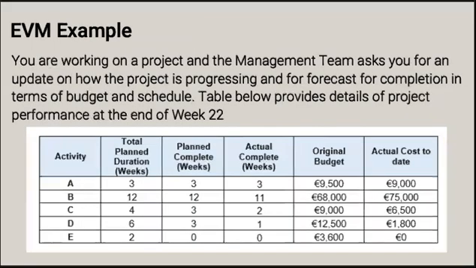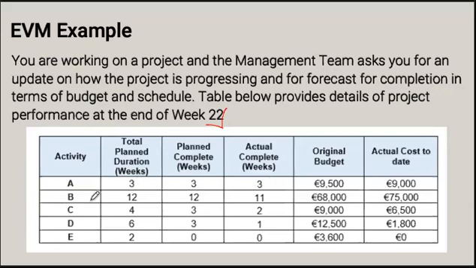In this example, we are working on the project management team. We're asked for an update on how the project is progressing for completion in terms of budget and schedule. The table below provides details of project performance at the end of week 22. Note that we have the planned duration. At the end of week 22, we planned that activity A, which was planned to take 3 weeks, would have those 3 weeks completed. And in fact, we completed those 3 weeks.